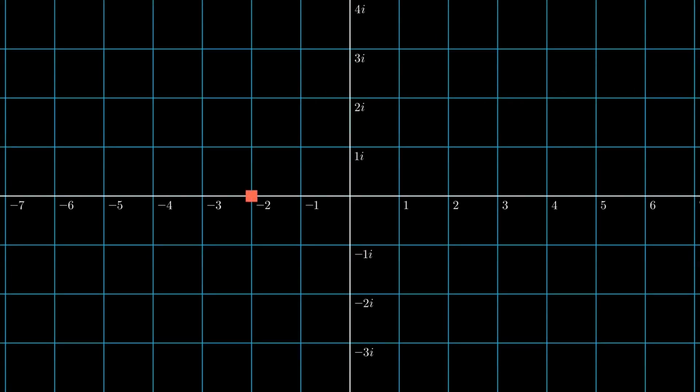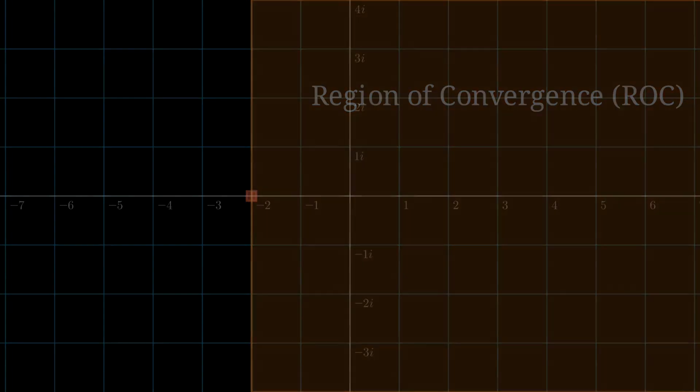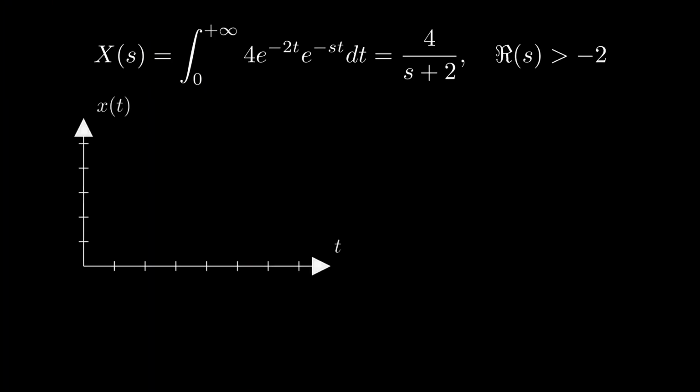Therefore, it becomes clear that the Laplace integral will converge for the real component of s larger than minus 2. To draw the region of convergence, we draw a shaded area to the right of the pole that is limited by the vertical line at the pole. There are two subtle features I would like to point out from the last signal.